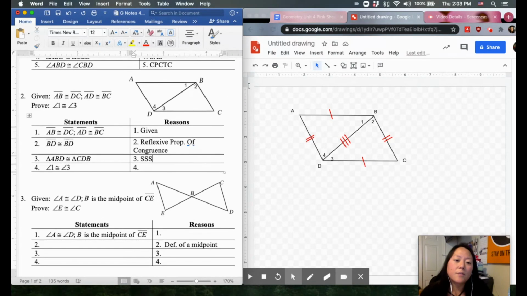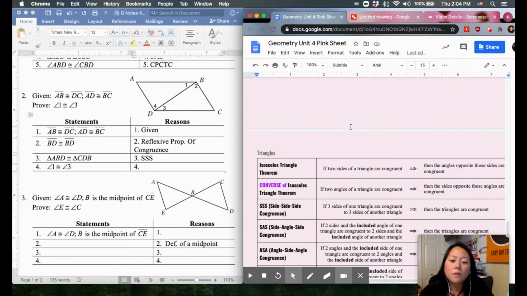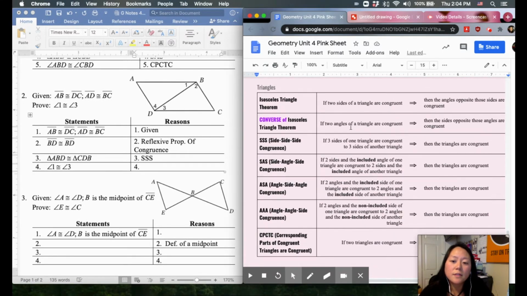And as a reminder, these are on your pink sheet. So if you're looking for triangles, that's the last page. And you can find side, side, side, side, angle, side, ASA. That should be AAS.